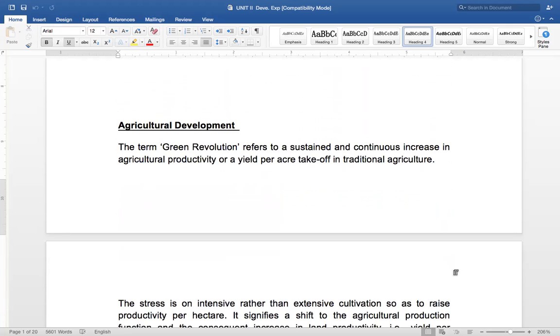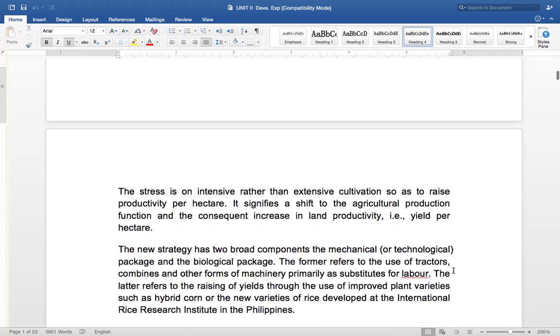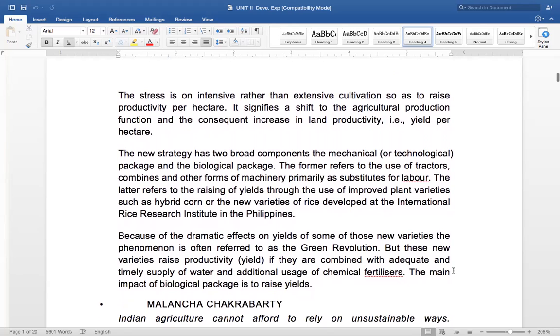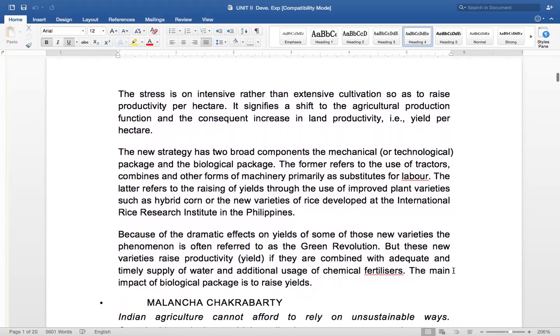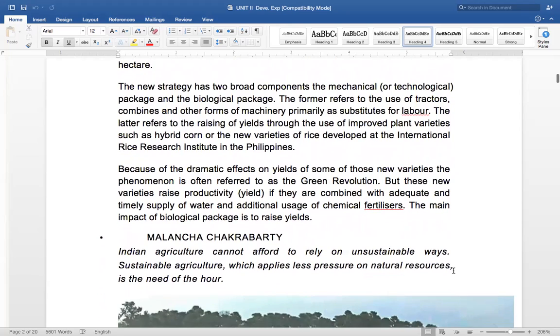The term green revolution refers to a sustained and continuous increase in agriculture productivity or yield per hectare, takeoff in traditional agriculture. The stress is on intensive rather than extensive cultivation so as to raise the productivity per hectare. It signifies a shift in agriculture production functions and a consequent increase in land productivity. The new strategy has two broad important components: the mechanical, technological, and the biological package. The former refers to the use of tractors combined with other forms of machinery, primarily as a substitute for labor. The latter refers to raising yields through the use of improved plant varieties.